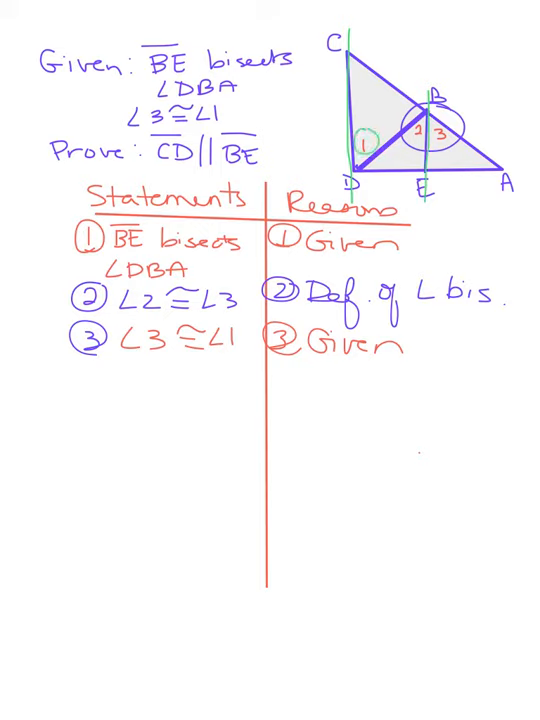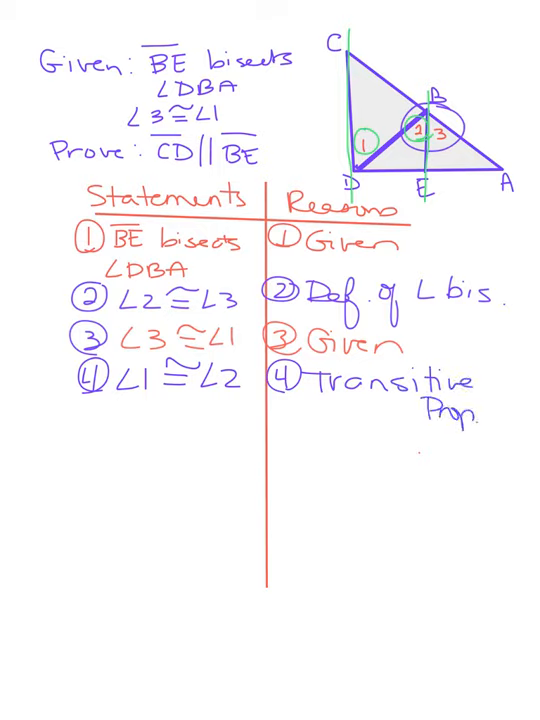Now, if I'm trying to prove that this segment right here, CD, is parallel to segment BE, I notice that 1 and 2 are alternate interior angles. So if I can prove that they're congruent, then I can say that those lines are parallel. Well, if I look at my previous steps in my proof, I can actually get to angle 1 is congruent to angle 2. Now, the way that those steps are written, that makes that the transitive property.